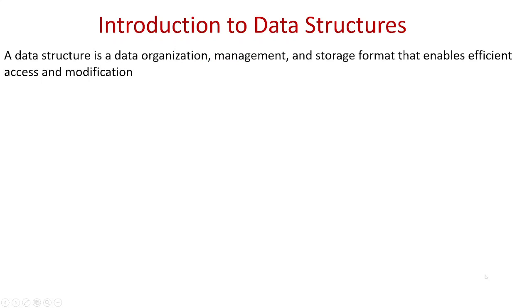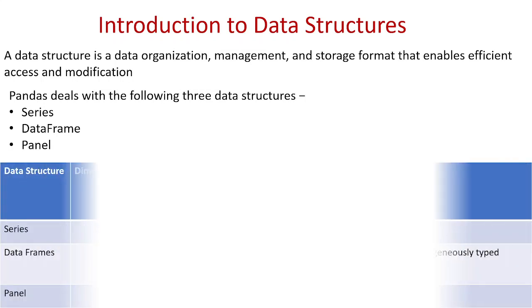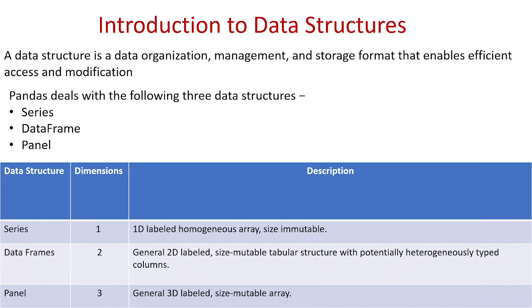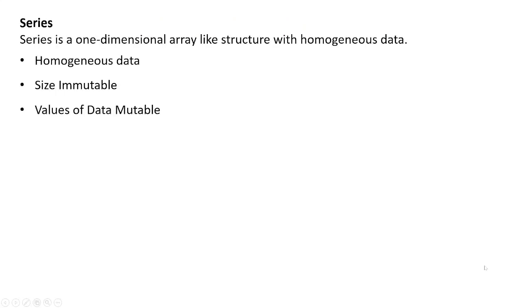So the data structure is nothing but the organization of data and managing and storing it in a format that enables efficient access and modification. Pandas deals with the following 3 data structures: series, data frame, and panel. A series is a one-dimensional labeled homogeneous array whose size is immutable, but it has values which can be mutable.